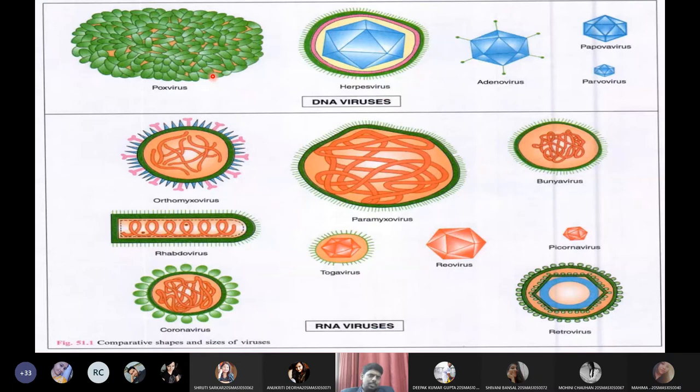Then what about this virus? What is the shape of this virus? The shape looks like a rod shape. It's not rod. It's brick shaped. And it's complex symmetry. Symmetry is complex and shape also complex, actually. Usually there is a brick shape, which is poxvirus.